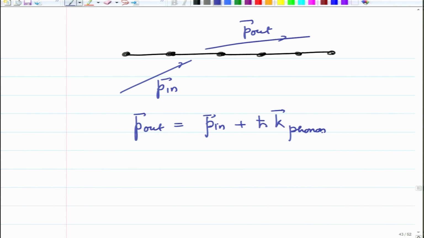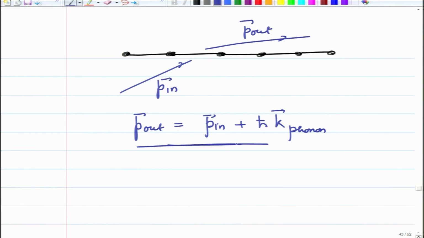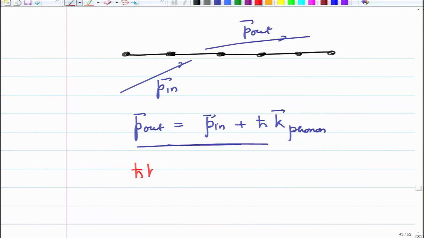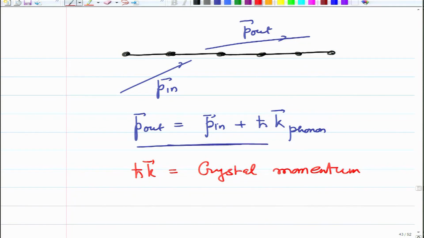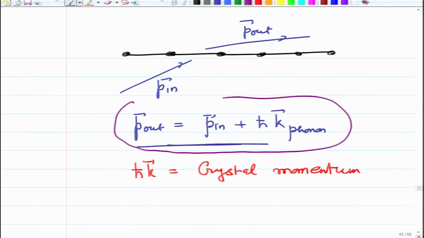So, this k of phonon behaves like it is representing the momentum. However, there is no momentum in phonon. It is just that it comes out when you really take the interaction of the incoming particle and the lattice into account. So, all the time this h cross k is given a name, and it is known as crystal momentum. That is, in a crystal, when particles interact, the h cross k behaves like momentum. So, this law which is given here, which I am encircling in purple, can also be called the momentum conservation law. Having done that, let us estimate what these numbers are going to be like.